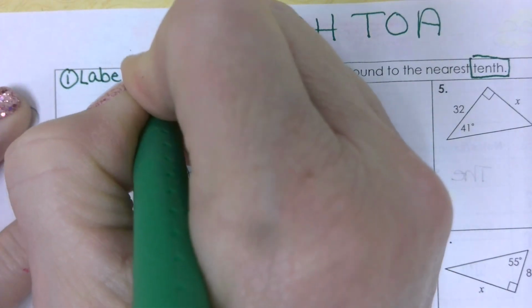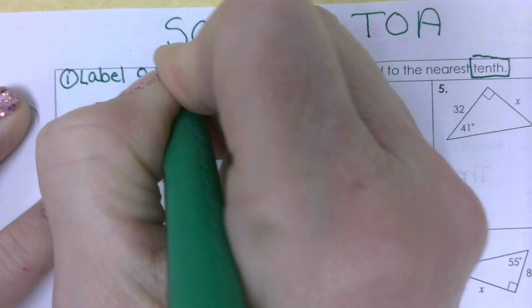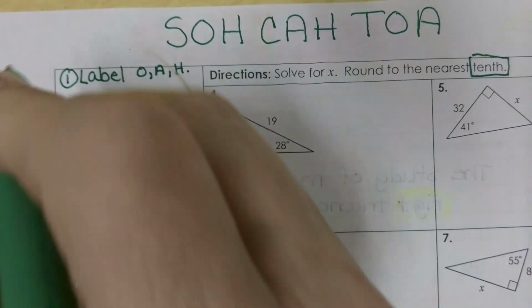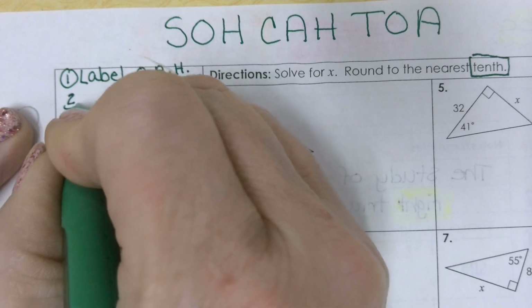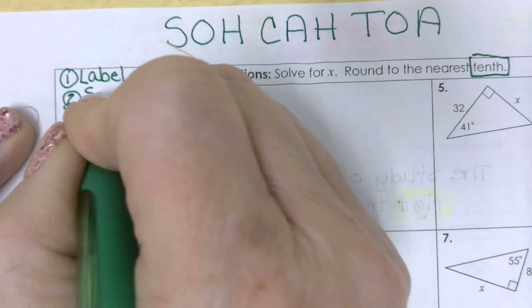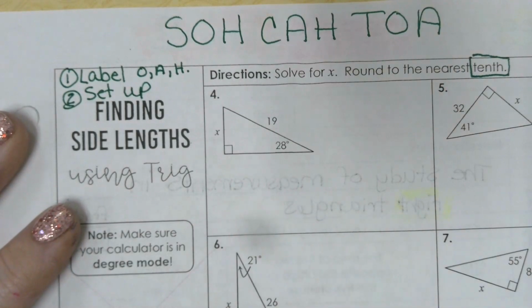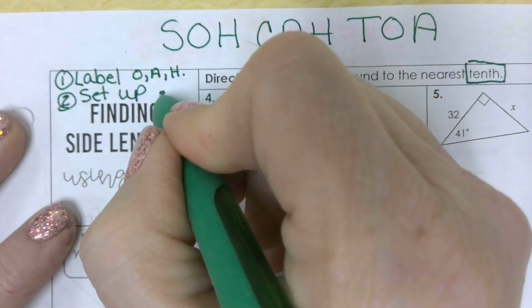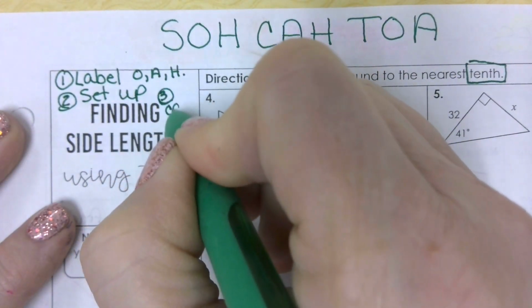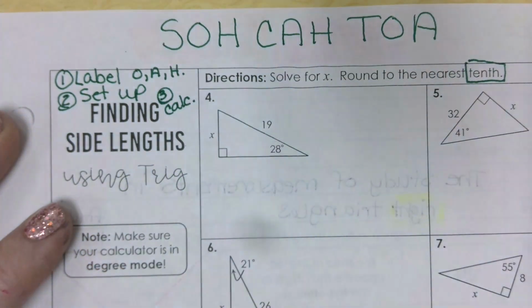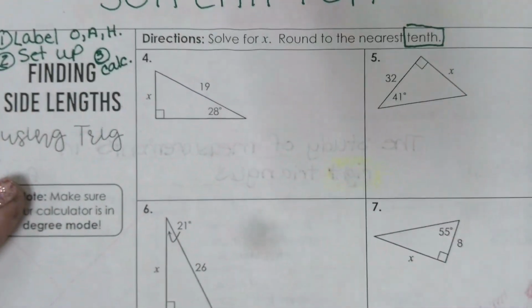Label our O, our A, and our H. Okay, then the next thing we're going to do is set up our problem. And the third thing we're going to do will be using our calculator. All right, so let me show you how we do this.